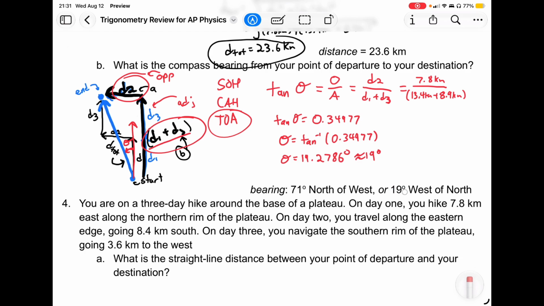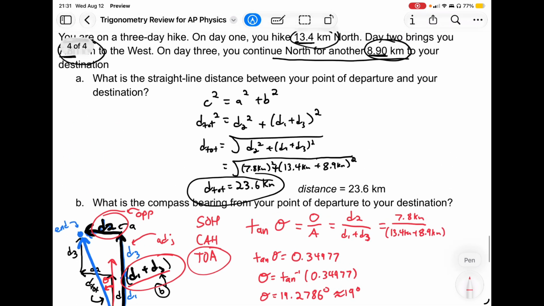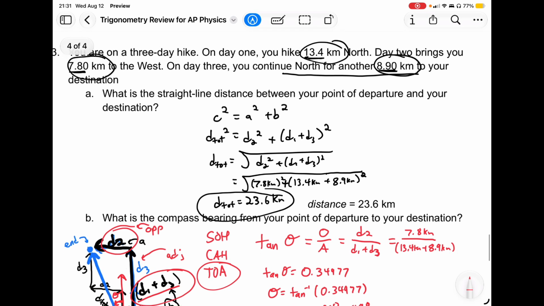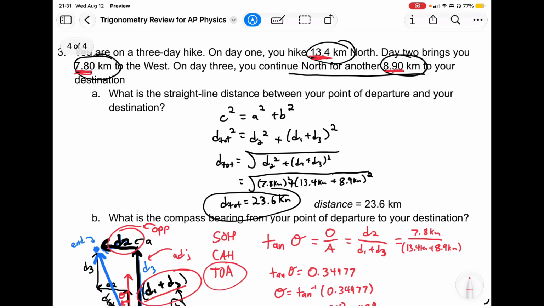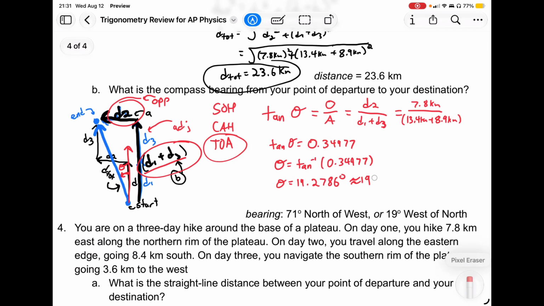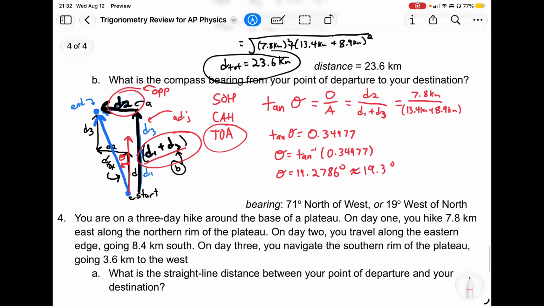And the answers, I gave you about 19 degrees here. I don't know why I gave you 19 degrees. Really, we should have rounded this to 3 sig figs since all of the numbers we were given had 3 sig figs, right? 13.4 has 3 sig figs, so does 8.90, and so does 7.80. So maybe really we should have rounded this to 19.3 degrees. And let's think about which direction that was. So again, we started from north, right? If we look back over at our diagram, we started north and then we went east of that. So this is 19.3 degrees east of north.